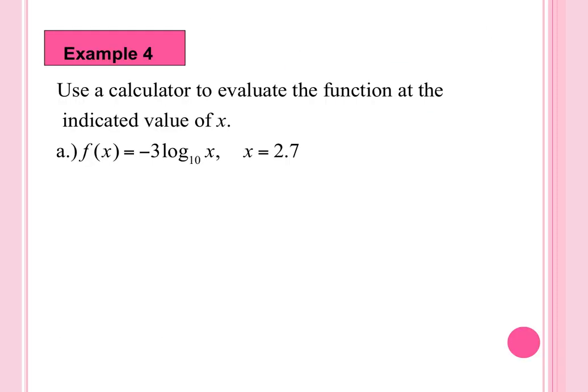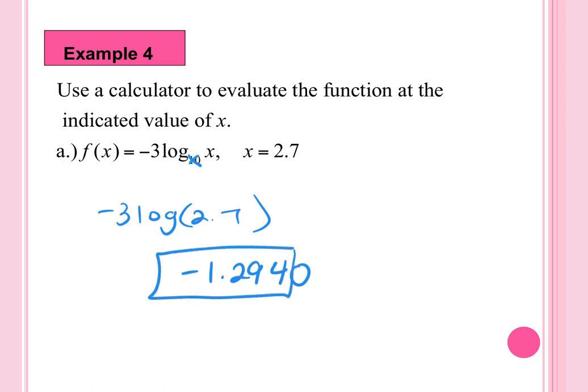All right, so this one says use a calculator to evaluate the function at the indicated value of x. -3, and it says log base 10, but this doesn't even need to be there because log is implied log base 10. So -3 times log of 2.7. You get -1.2940. It doesn't say what to round to. We're going to keep 3 decimal places, which should be -1.294. Questions?